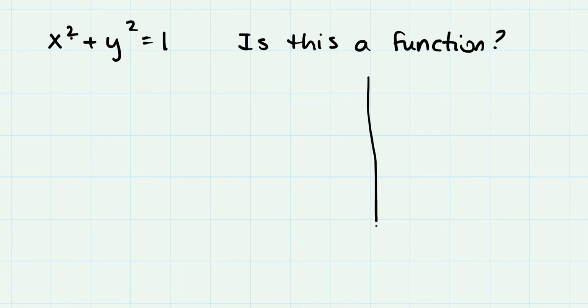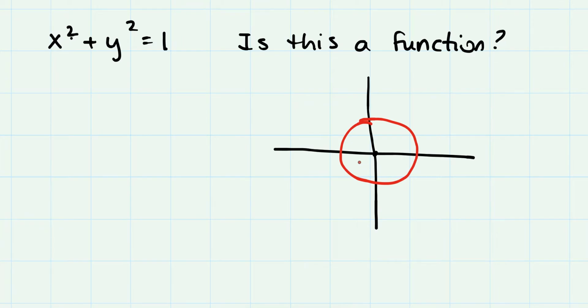Well, first off, what is this the graph of? We know that this is the graph of a circle. Its center is (0, 0), and it has a radius of 1. So we can just sketch this graph. Looks something like that. Now, what is the rule for something to be a function? Every x value is sent to exactly one y value.